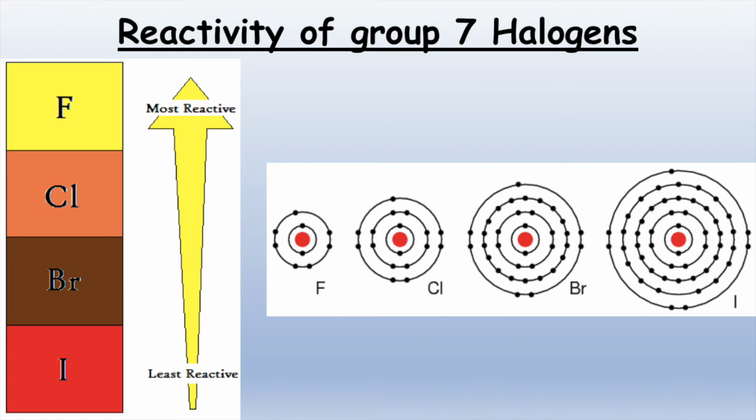Hopefully you remember that the reactivity decreases as you go down a group. This is because it gets more difficult for the halogens to take on an electron. Because they're in group 7, what they're aiming to do is to each take on one additional electron. So due to the increased shielding from the extra electron shells and the increased distance from the nucleus, it gets harder to take on an electron as you get further down the group.